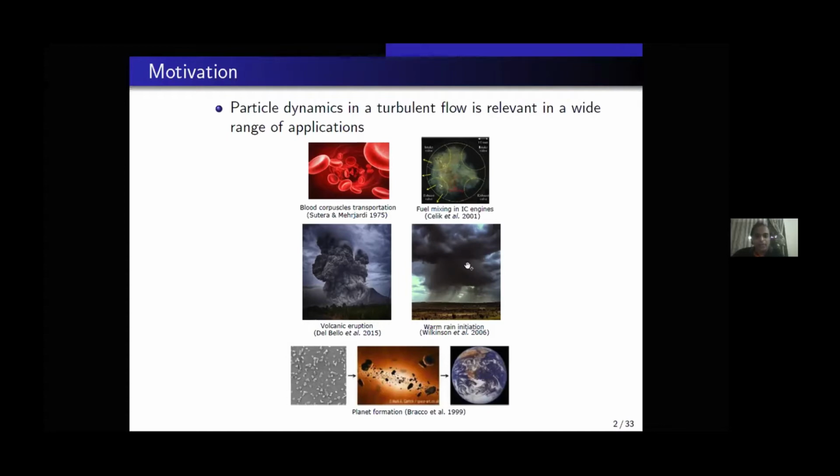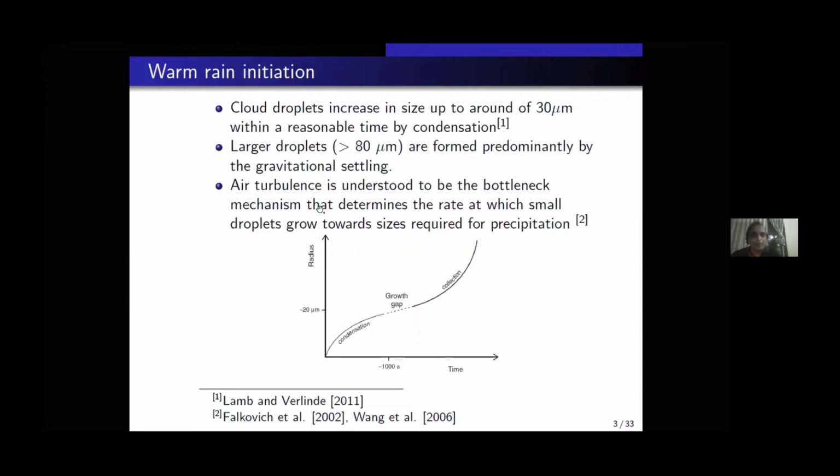I'll spend a little more time motivating my problem with the warm rain initiation problem. To quickly summarize, what happens in warm rain initiation is that cloud condensation nuclei form, and the increase in the size of the droplets up to around 30 microns is explained reasonably well by condensation. When I say explained reasonably well, you have to be able to explain the time it takes from the cloud condensation nuclei being formed to when rain actually occurs. So this acceleration of the droplet size from very small to around 30 microns can be explained by condensation.